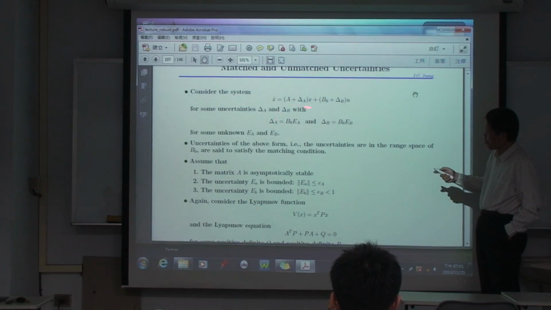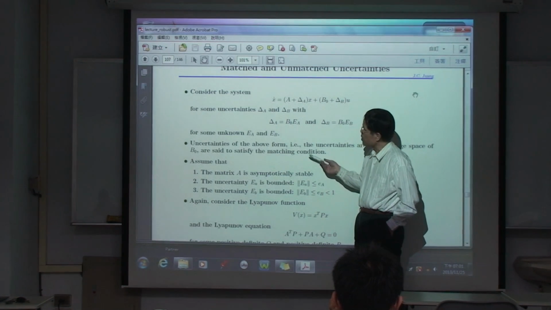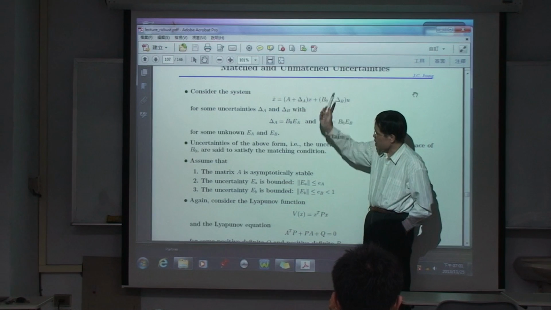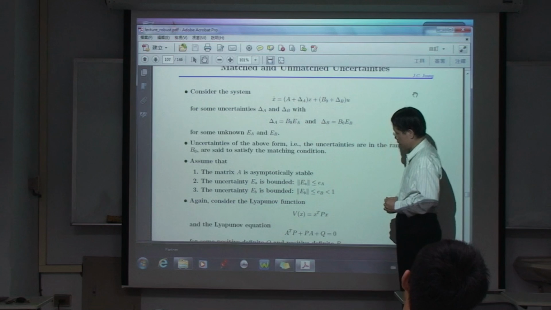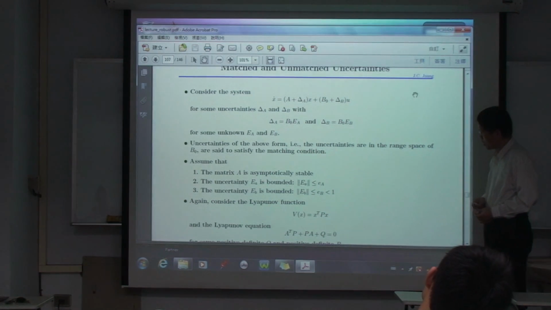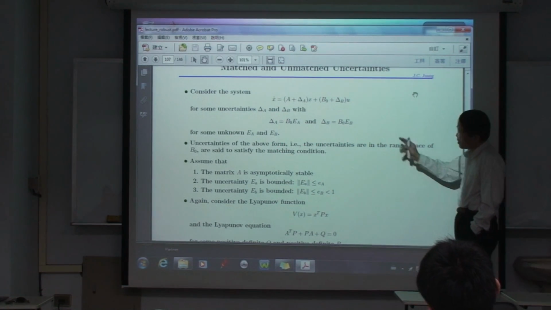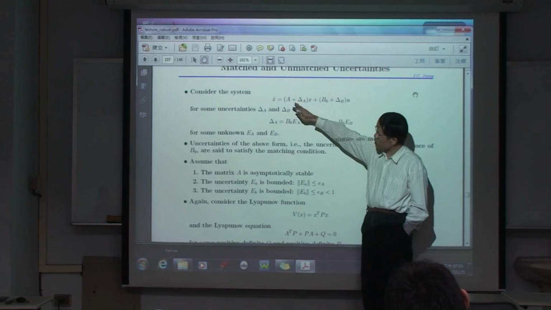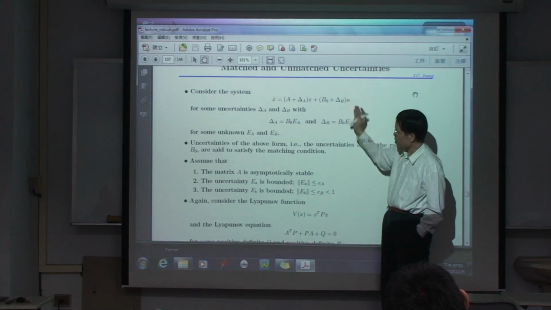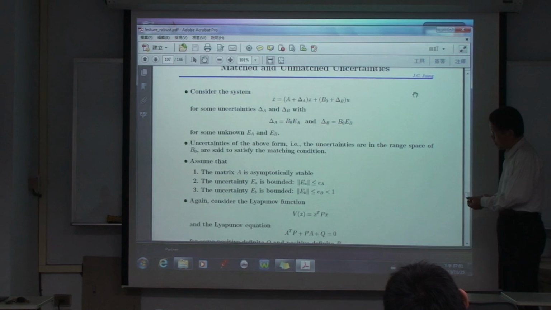This kind of condition is sometimes given a name: we call it a matching condition. That means so-called matched uncertainty. That means the uncertainty happens along certain subspaces. And this type of uncertainty is not unusual, because sometimes the uncertainty happens in your input channel, and that can only get into the system along this particular direction. So that's not unusual in this kind of uncertainty.